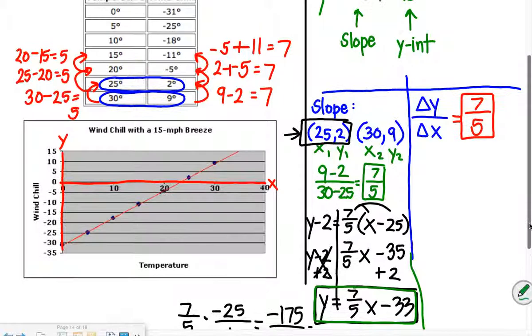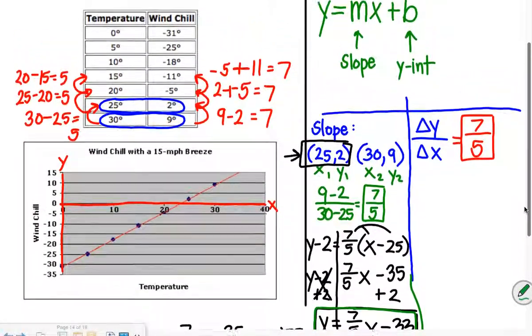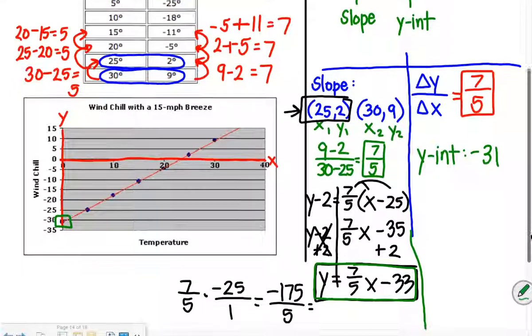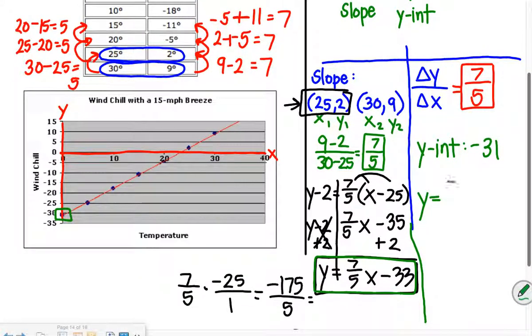would be to look at our table, and you can kind of tell by this graph right here that's where our line crosses the y-axis. So the other way to tell which one would be accurate for our y-intercept is look at our table. When x is 0, y is our y-intercept. So that right there tells us our y-intercept is negative 31. So then if I put that together, y equals 7/5 x minus 31.